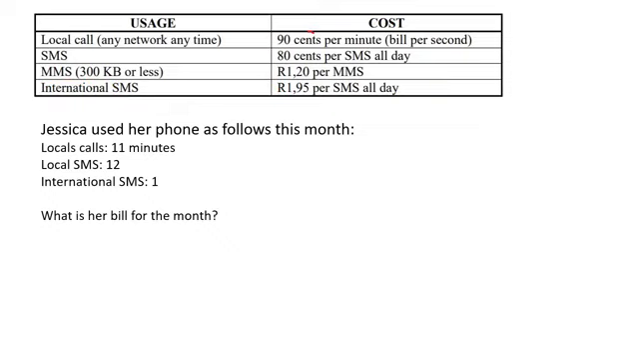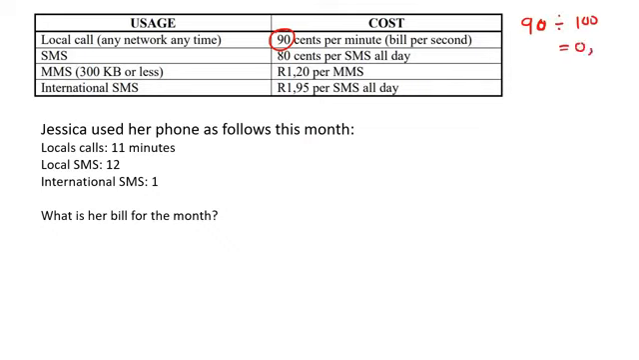Jessica used her phone as follows this month. Local calls, she did 11 minutes of local calls. So that's going to be 90 cents per minute. But she did 11 minutes, so we're going to say 11 multiplied. Oh, but we've got to be careful. There's rands and there's cents. So you need to choose either you're going to calculate everything in rand or in cents. Let's go to rand. So to go from 90 cents to rand, you divide by 100.